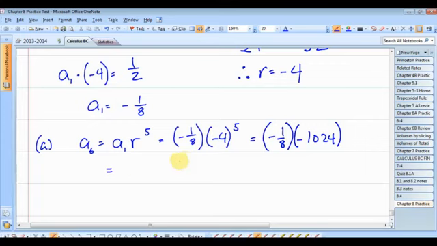8 into 10 is 1. 22, 8 into 22 is 2. And then 8 into 64 is 8.